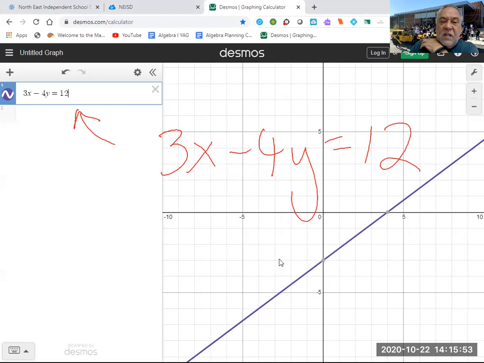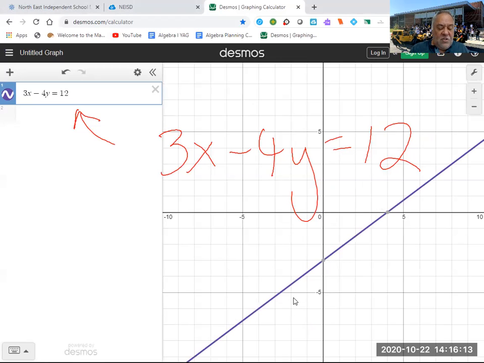Okay, so that's what this line looks like. It shows you that the y-intercept is negative. It shows you the x-intercept is positive 4. So you can say, yeah, rise is 3, the run is 4. So you can say the slope is 3 over 4, 3/4 in the positive direction.